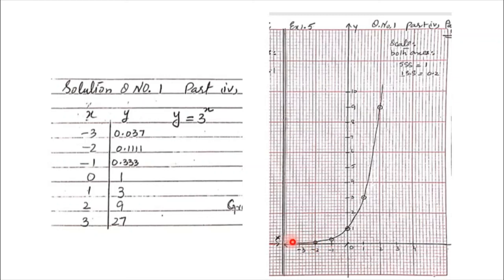And then I have taken my pencil and drawn this graph. I have joined all these, and you can see we have got the graph of 3 to power x, and you can compare it with the previous one that it has also got the same basic shape. So that's all for question number 1 of exercise 5.1.